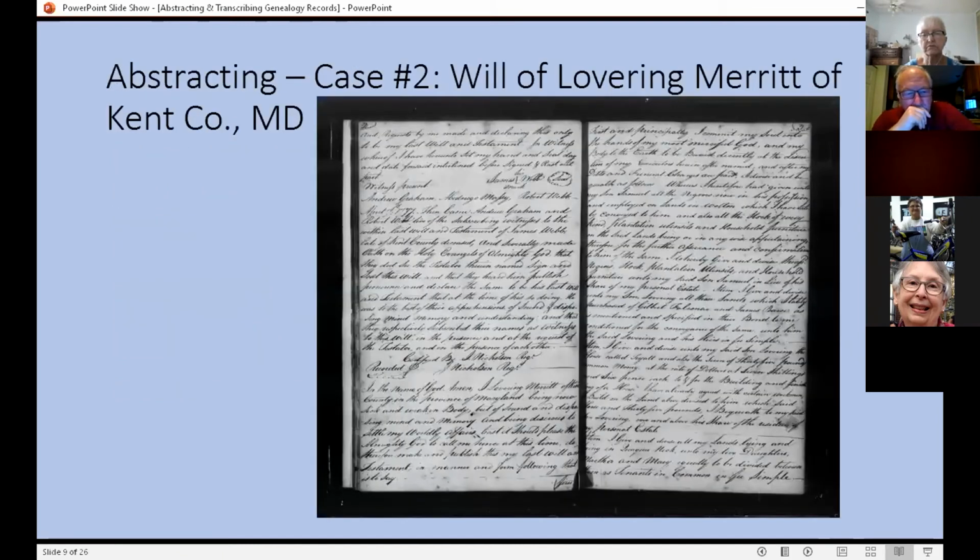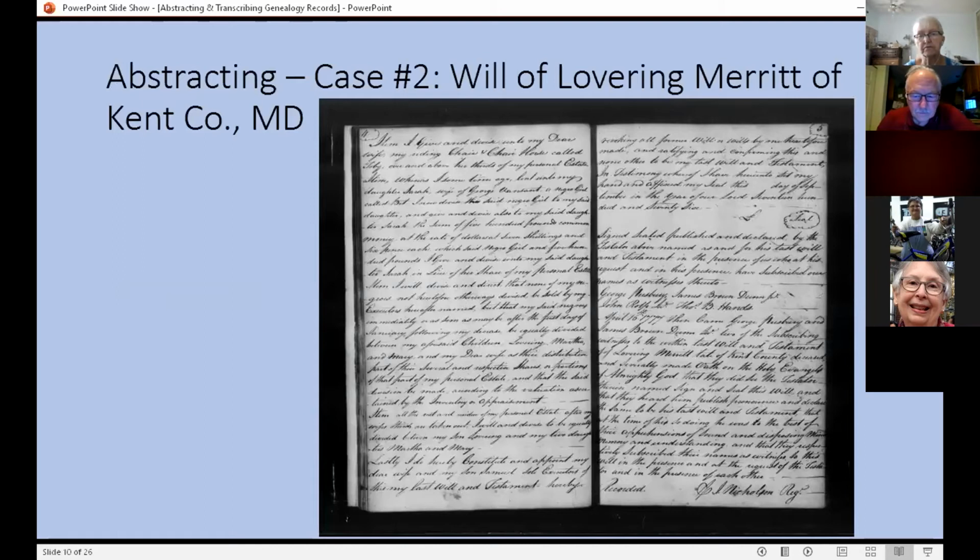The next abstracted record is the will of Lovering Merritt of Kent County. And as you can see, and I'll place my mouse over top of it, Lovering Merritt's will starts on this page, goes down the whole side, and then carries on to the next page, and then stops over on this fourth page. So it's a pretty lengthy will.